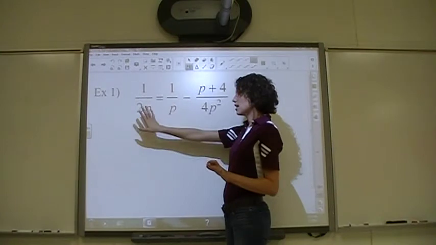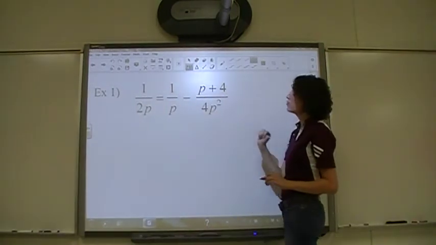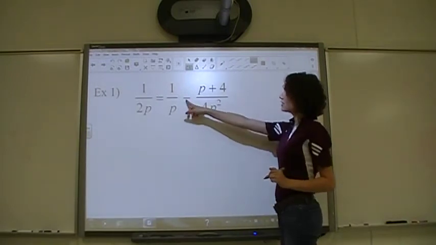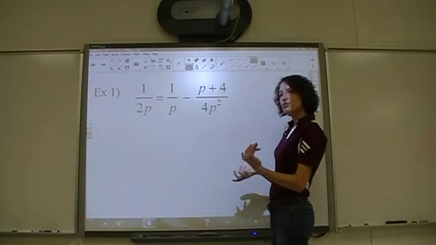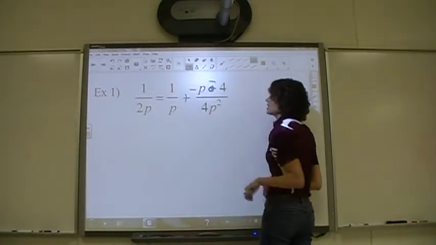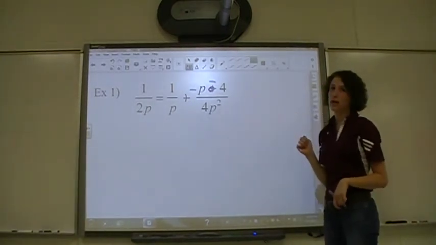So 1 and 2p can't cancel. 1 over p, you cannot cancel. Then you have p plus 4 over 4p squared, you cannot cancel. But when you see this minus sign here, you really have to distribute it. So make it plus a negative and change all of the signs behind it, okay?